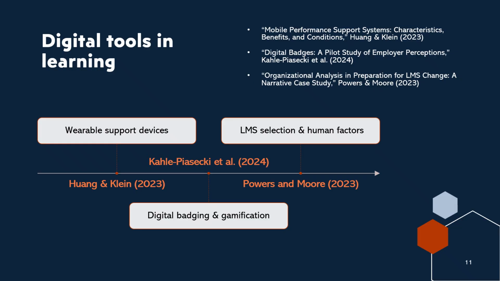Lastly, Powers and Moore look at human factors behind selecting LMSs to transform learning environments, finding that, quote, large-scale change within organizations requires a balance of effective communication practices and organizational systems thinking, unquote. Aspects of all three studies are incorporated in the following proposal.